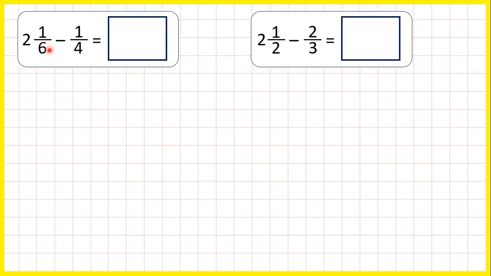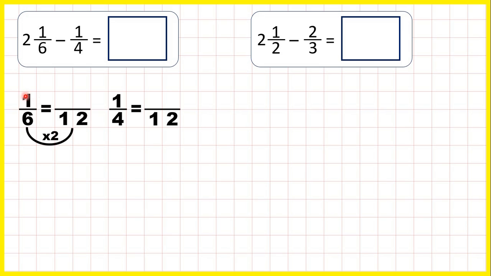2 and 1/6 minus 1/4. So when we're subtracting fractions, we need our denominators to be the same. 12 is in both the 6 and the 4 times table, so we can use 12 as our common denominator.